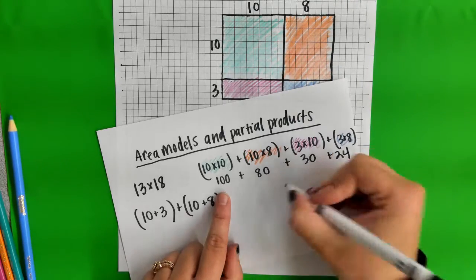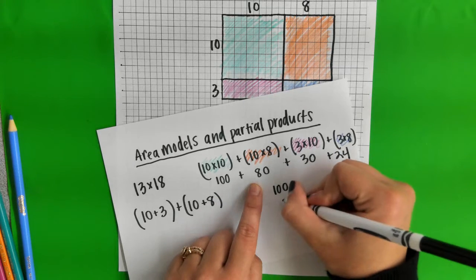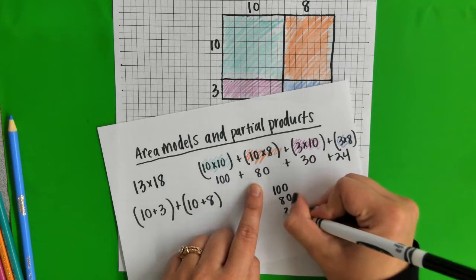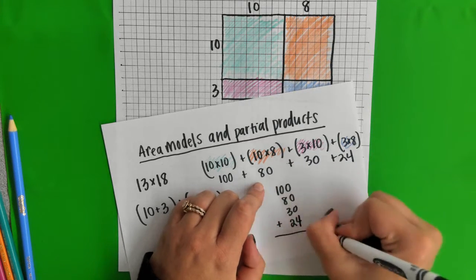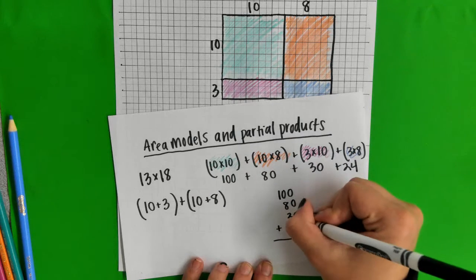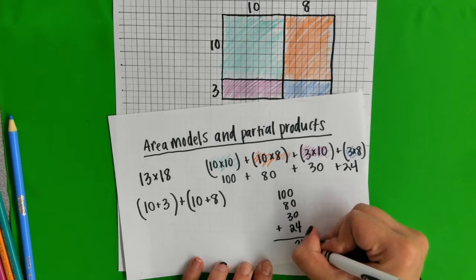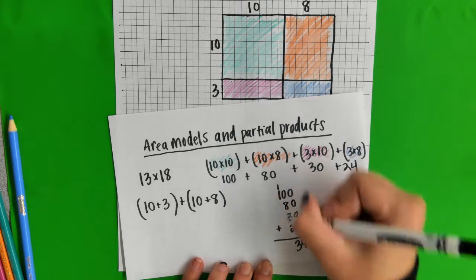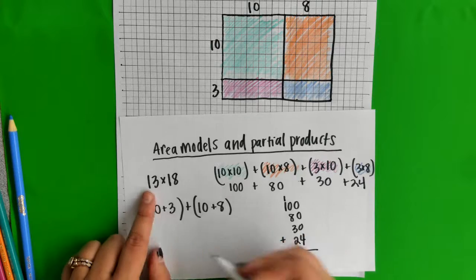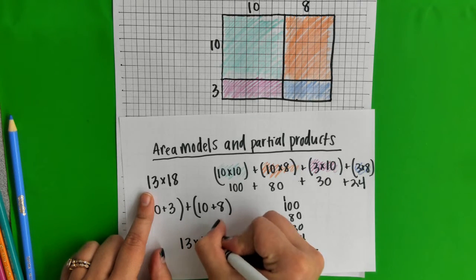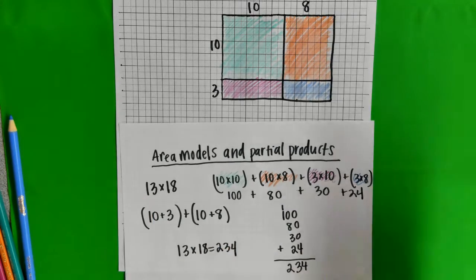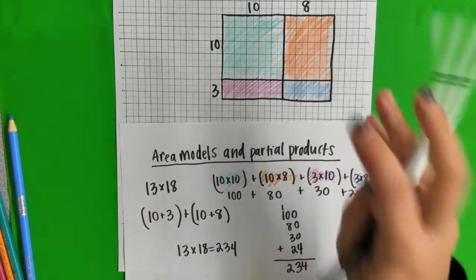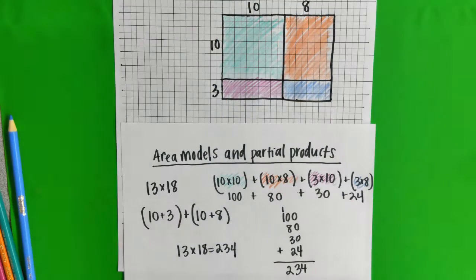So now I have 100 plus 80 plus 30 plus 24, and I make sure my place values are lined up. And I have 4, 8 plus 3 is 11, plus 2 more is 13. Carry my 1, and 1 plus 1 is 2. So I know that 13 times 18 equals 234. And if I wanted to, I could count all of the squares in my big rectangle, and I should have 234 squares.